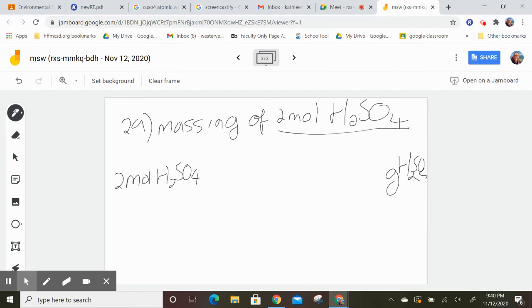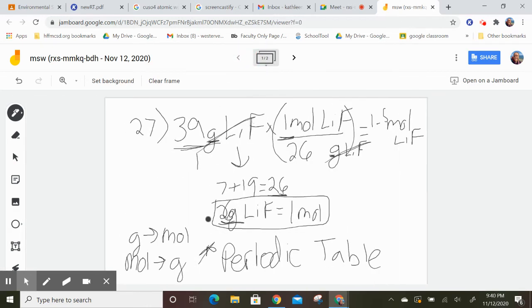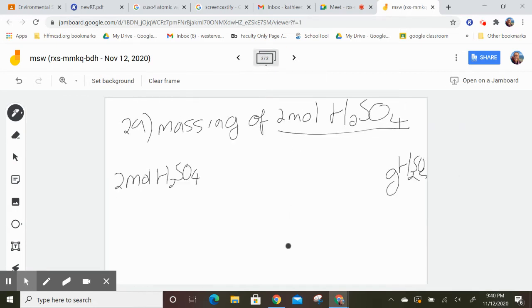All right. So again, in order to convert between moles and grams, whether you're going from grams to moles or from moles to grams, you always need to use the periodic table. So that's our first step. We've got to figure out how much a single mole of a substance weighs. And our periodic table is like the scale. It tells us exactly how much 1 mole of the substance weighs.